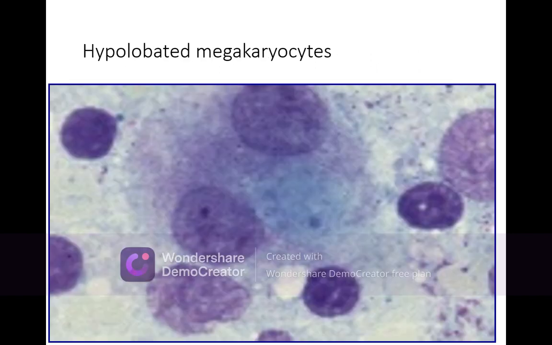Now, the hypolobulated megakaryocytes, this is about lobulation in the megakaryocytes. You know the megaplatelets. Platelets are very, very big ones, megakaryoblasts, and then a slightly smaller one. Megakaryocytes will turn into platelets. Lobulation: they are usually lobulated structures, but in hypolobulation, absolutely, there is no lobulation, or very, very small evidence of lobulation.